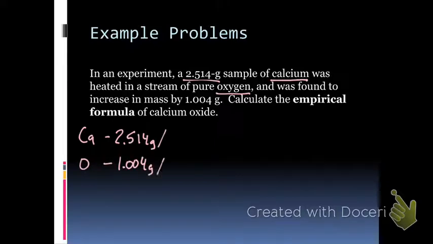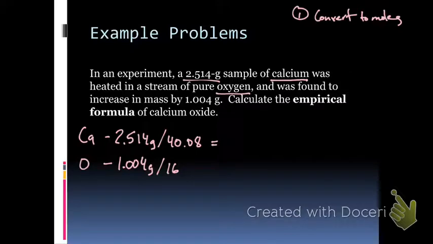So the first thing you want to do, number 1, is convert to moles. To convert to moles, I'm going to divide by the molar mass of calcium, which is 40.08. Oxygen is divided by 16. So now I'm going to figure out the moles of calcium: 2.514 divided by 40.08. My answer is 0.06272 moles. So that's the moles of calcium.